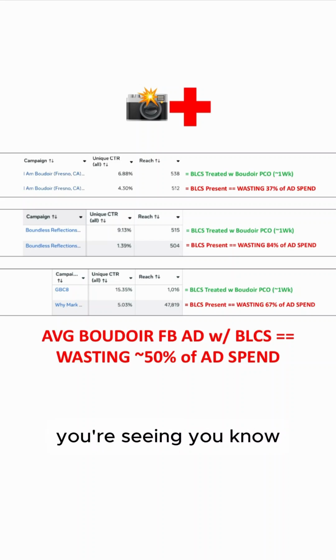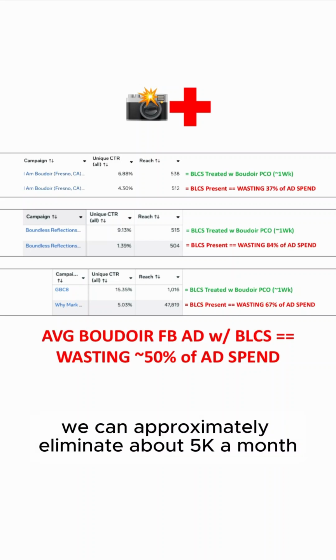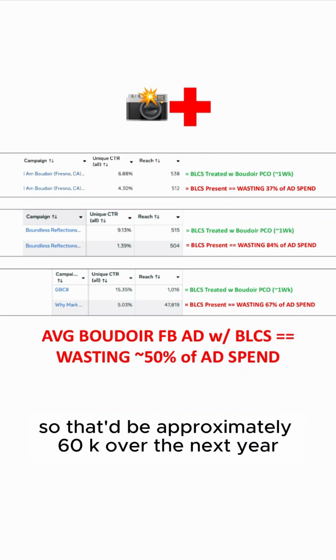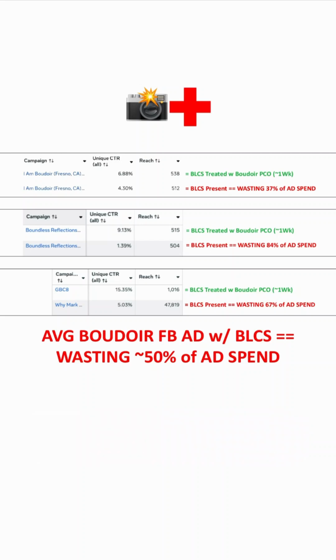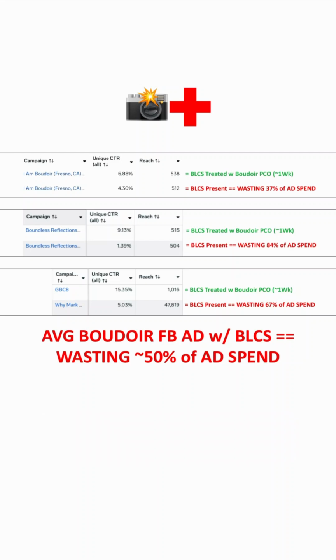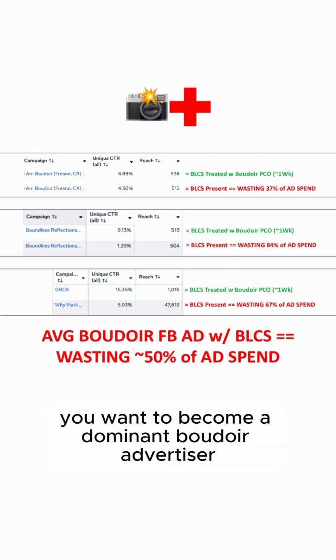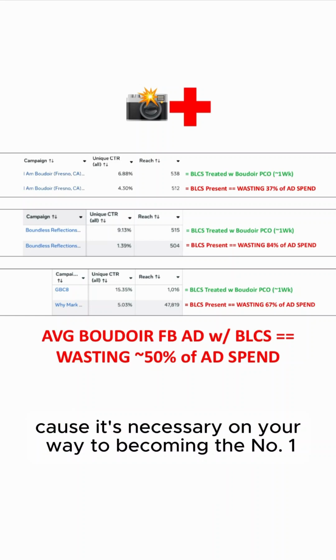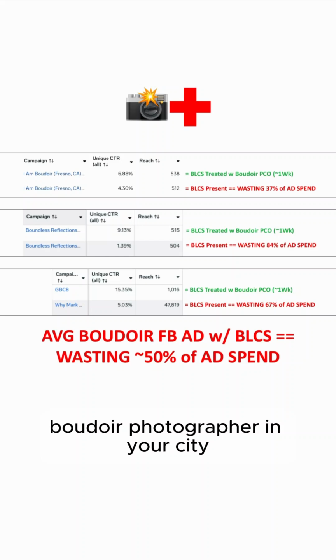You're seeing we can approximately eliminate about 5K a month in wasted Facebook ad spend, put that back in your pocket. That'd be approximately 60K over the next year. And you've decided that you want to achieve pre-click alignment. You want to become a dominant Boudoir advertiser. You want to achieve Boudoir brain entry boost for your Boudoir Facebook ads, because it's necessary on your way to becoming the number one boudoir photographer in your city.